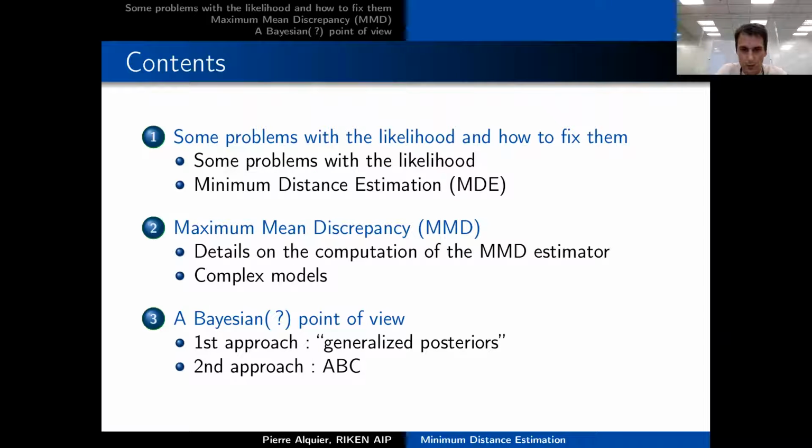And then in the second part, I will try to focus on one of the distances that we studied with this method recently, maximum mean discrepancy, and try to convince you that in some contexts it is a very useful estimation method. And if I have time in the end, I'll give a word about pseudo-Bayesian methods related to this.